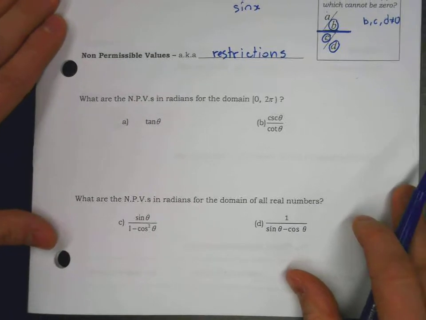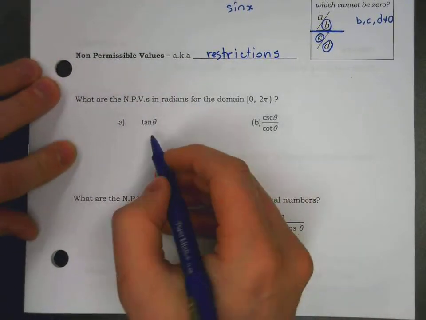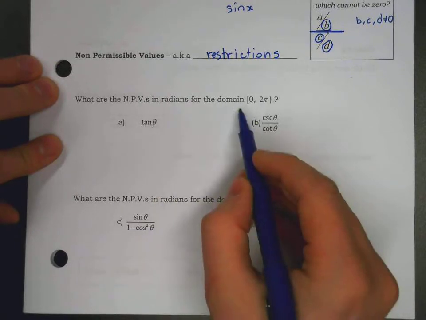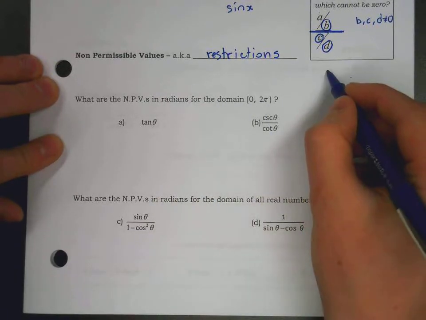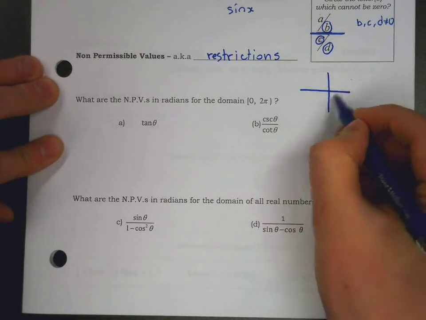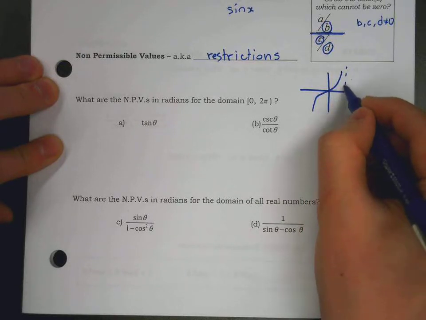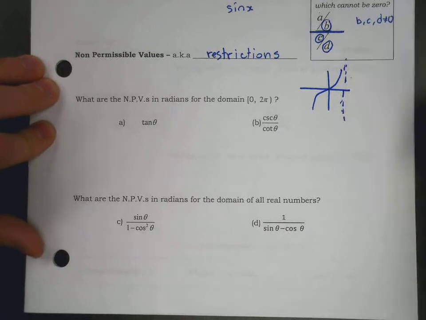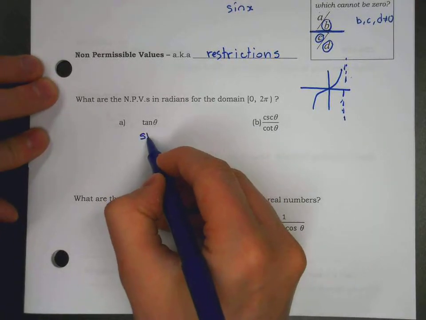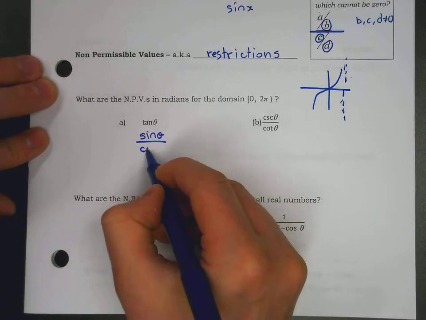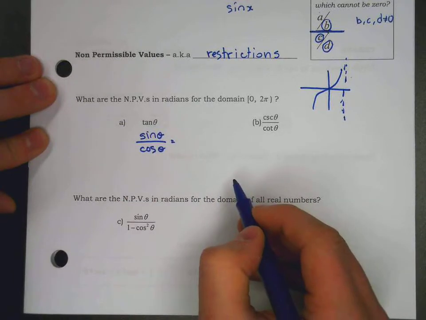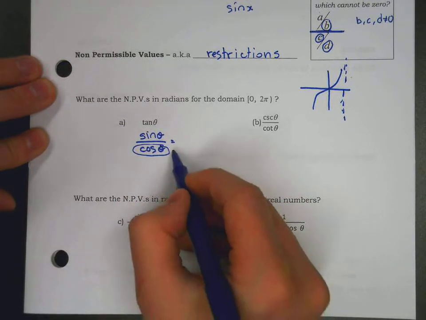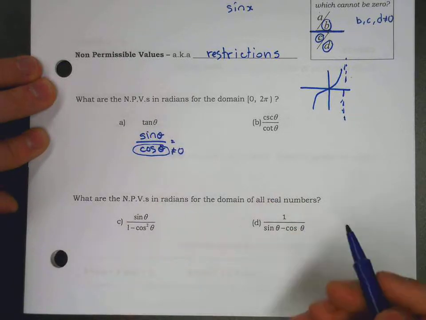So what we're going to talk about today is a continued non-permissible value discussion. What are the non-permissible values for tan of theta in the domain of 0 to 2 pi? We already learned what the tan graph looks like, and it had these asymptotes at certain places, but we're going to avoid thinking about these asymptotes for a moment and just think about denominators. Now tan of theta is sine theta over cos of theta, but there is a denominator position, cos of theta, which is not allowed to be 0.